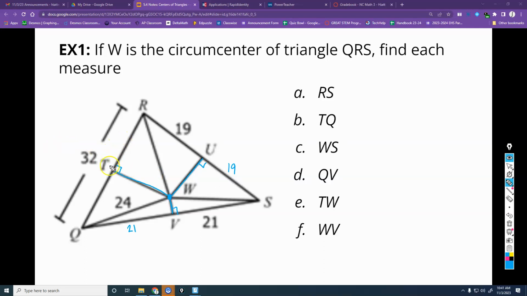They didn't give me the length of either one of these sides, but they did give me the whole side. So what would the length of just one piece be here? Just 16. 16 here and 16 here.